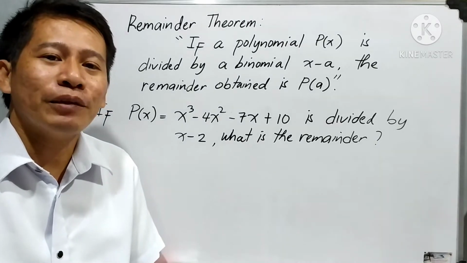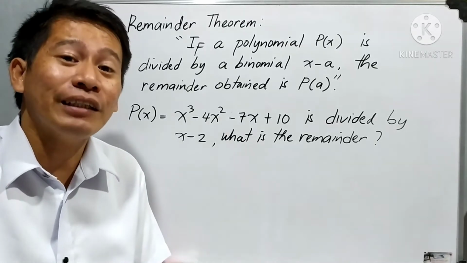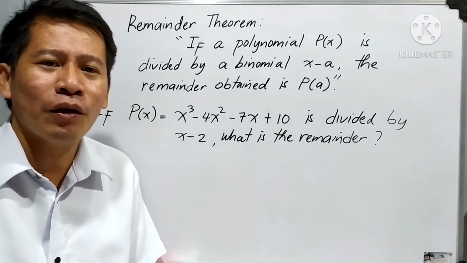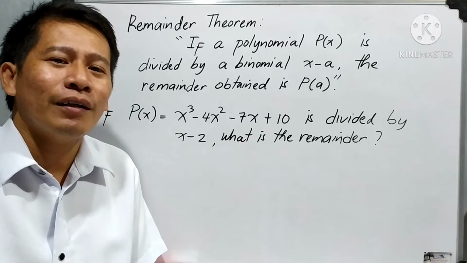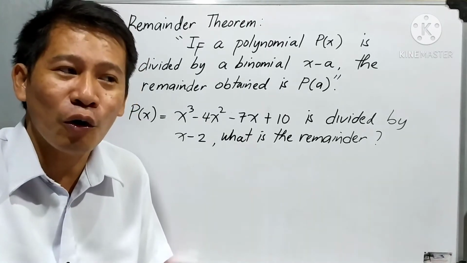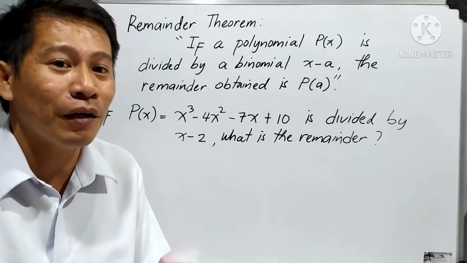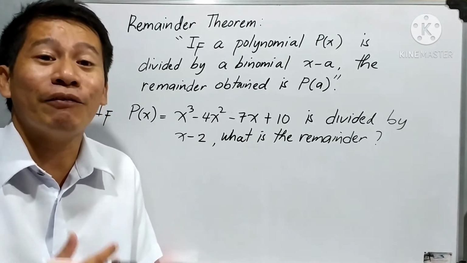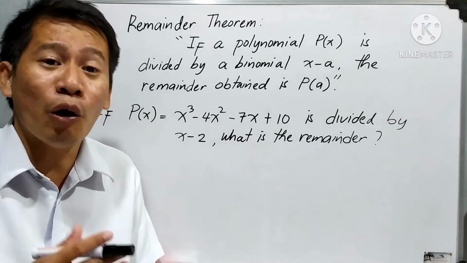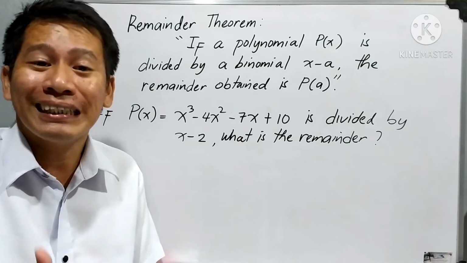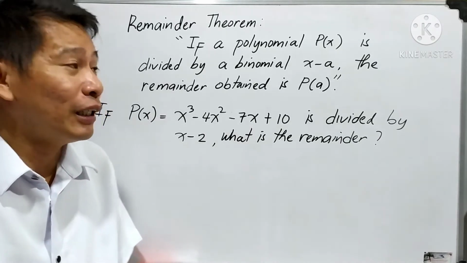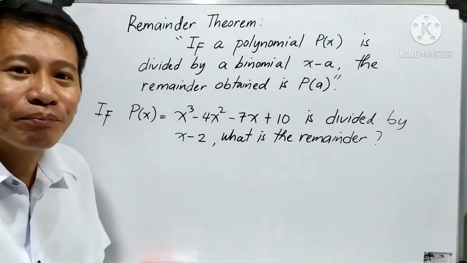One of the problems that we may encounter in dividing polynomials is finding the remainder. Do you know that there is a shortcut way of finding or determining the remainder if a polynomial is divided by a binomial without using the long division method or the synthetic division? And that is using the remainder theorem.